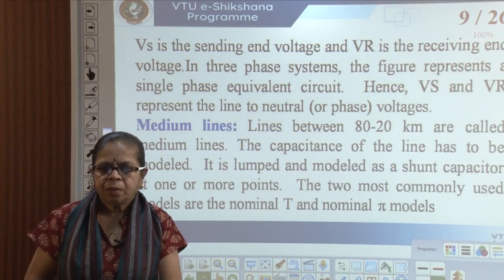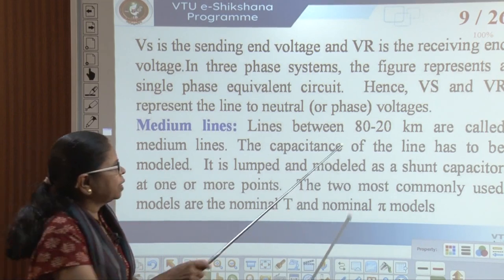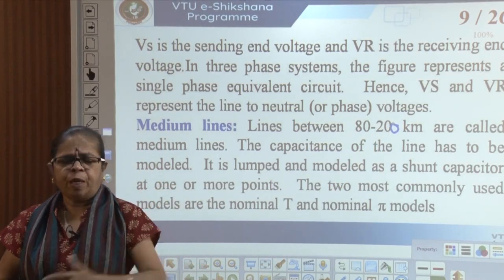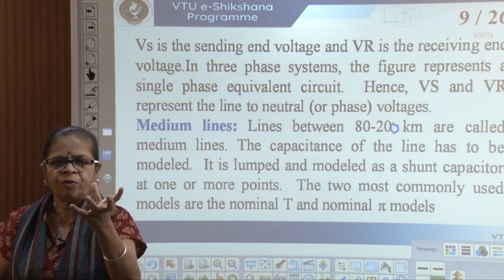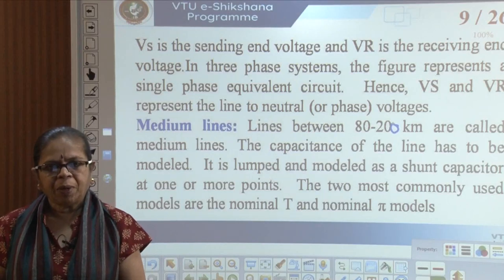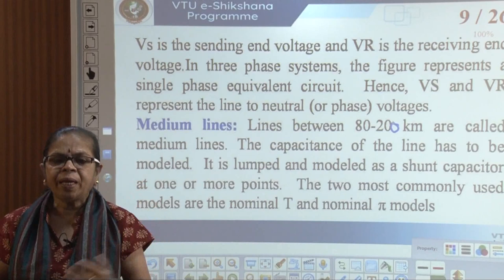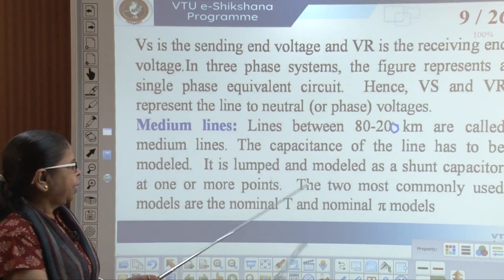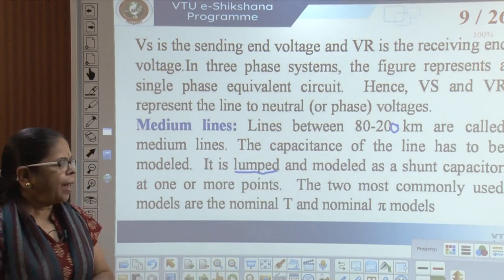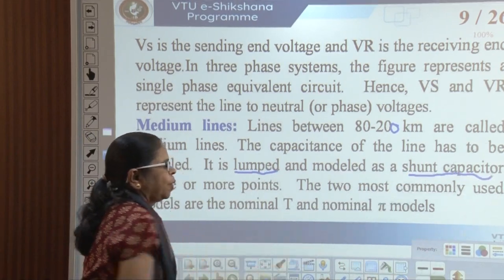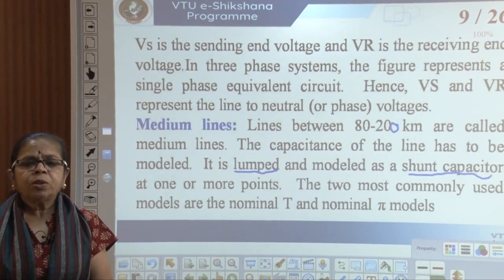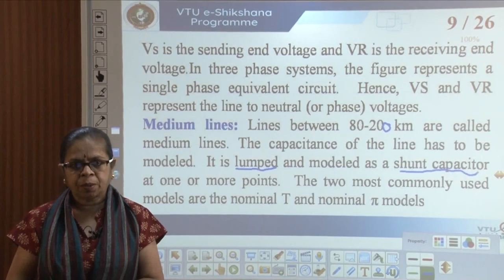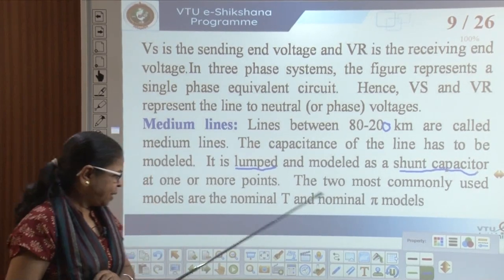Next, we have medium lines. Medium lines are lines between, sorry, it is not 80 to 20, it is 80 to 200 kilometers. Some people may say 150 kilometers, no problem. Again, it is not a sacred number. Essentially, what we do in medium lines is we model the capacitance also. In the short line, we neglected it. Here, the capacitance of the line is modeled, but it is lumped and modeled as a shunt capacitor. There are two popular models for medium lines, the nominal T and the nominal pi models. Let's see what they are.